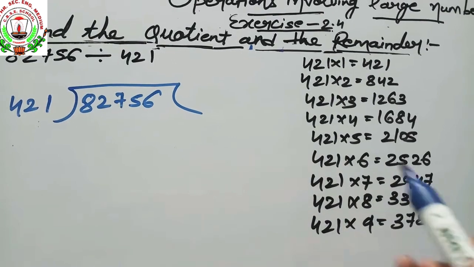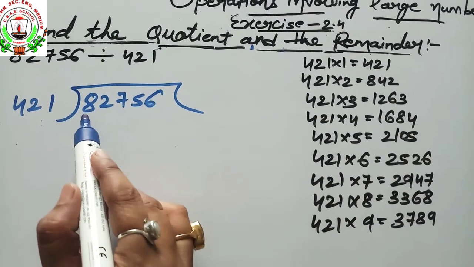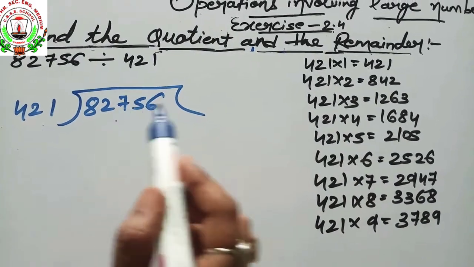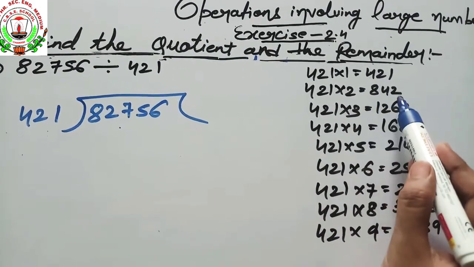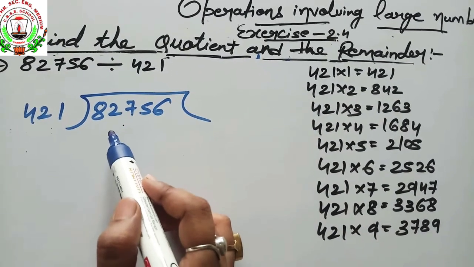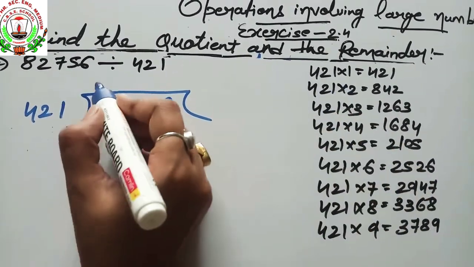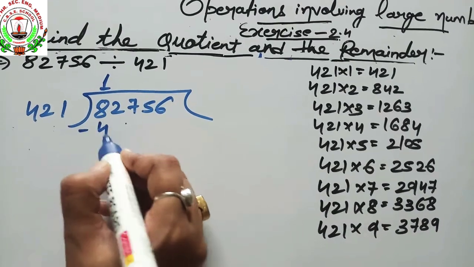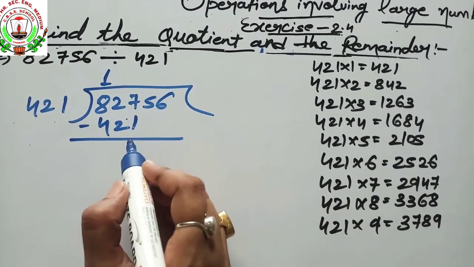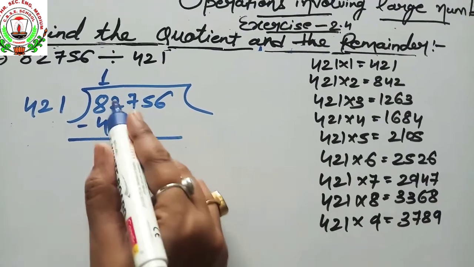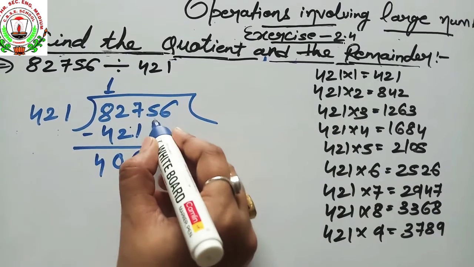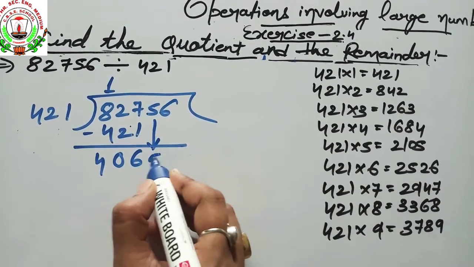Now here we have to work upon the first 3-digit number. Here you can see that if we take 842, it will be greater than this number. So we can't subtract this number. So we will take 1 times 421. Then we will subtract this number. 7 minus 1 is 6. 2 minus 2 is 0. 8 minus 4 is 4. Then we will bring down this number here.